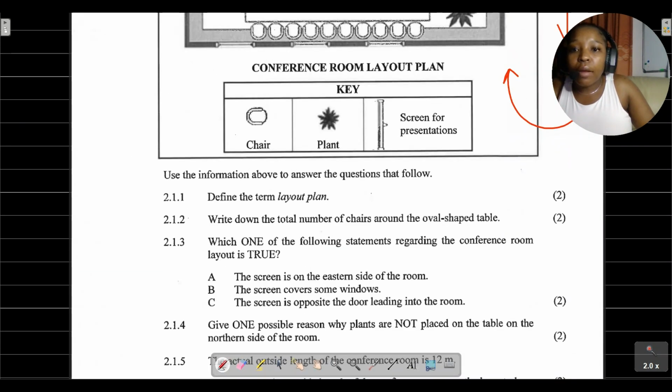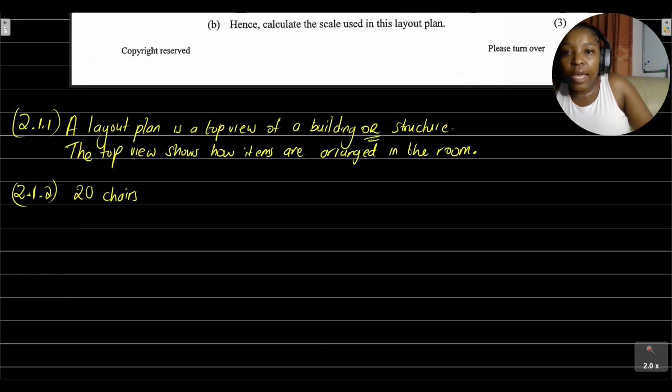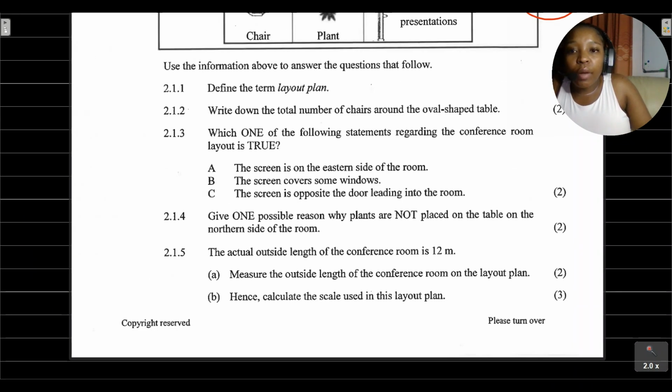Question 2.1.2. Write down the total number of chairs around the oval shaped table. So we can see that this is our oval shaped table. So how many chairs do we have around this table? So it's 1, 2, 3, 4, 5, 6, 7, 8, 9, 10, 11, 12, 13, 14, 15, 16, 17, 18, 19, 20 chairs around this oval shaped table. Okay, 20 chairs.